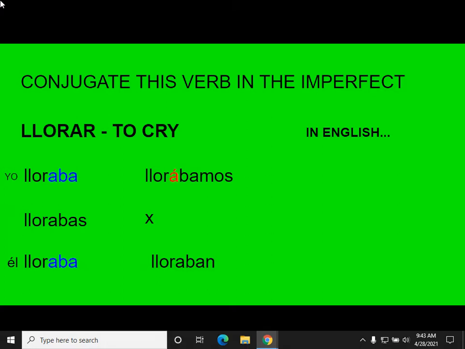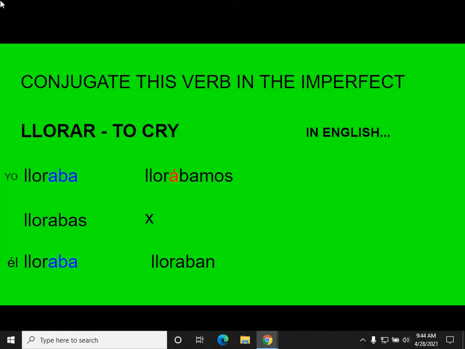So please exaggerate the accent on the A, and in front of lloraba on the top, write yo, and on the third one down there, where it says lloraba again, write él. So yo lloraba and él lloraba. We are going to write the subject pronouns in front of the ones that match.